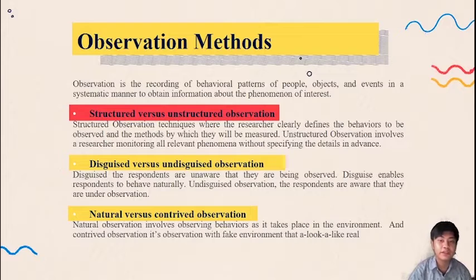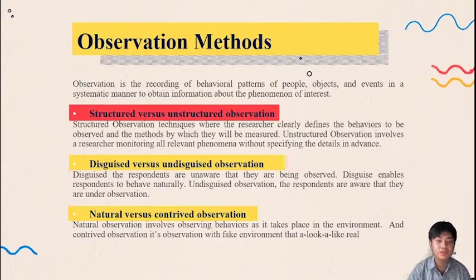First, there is structured versus unstructured observation. Structured observation is a technique where the researcher clearly defines the behavior to be observed and the methods by which it will be measured. Second, disguised versus undisguised observation. In disguised observation, respondents are unaware that they are being observed. Disguise enables respondents to behave naturally. In undisguised observation, the respondents are aware they are under observation.